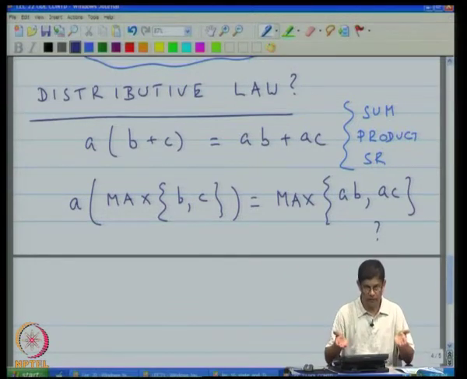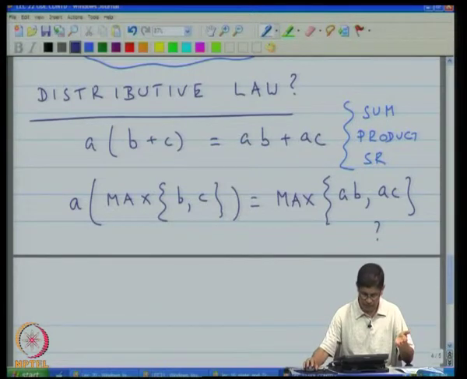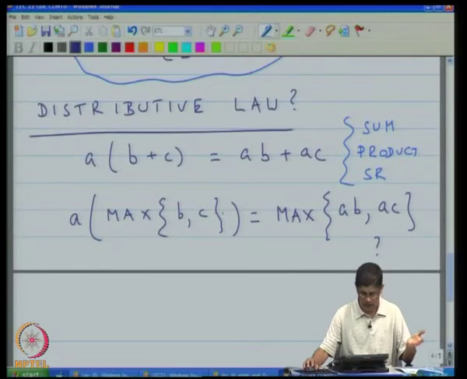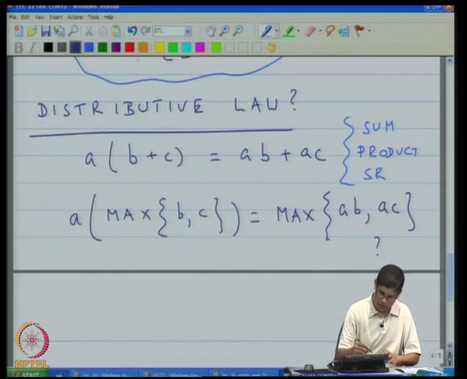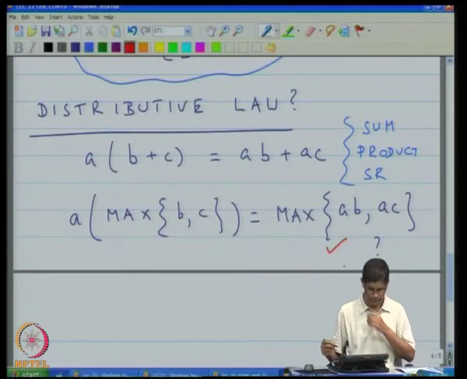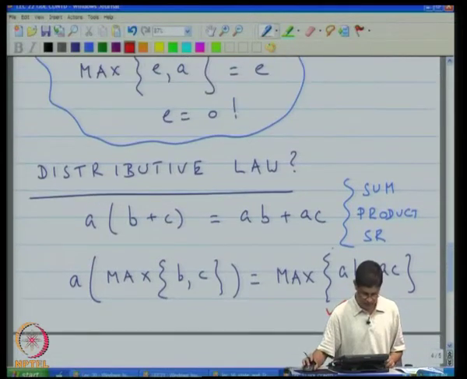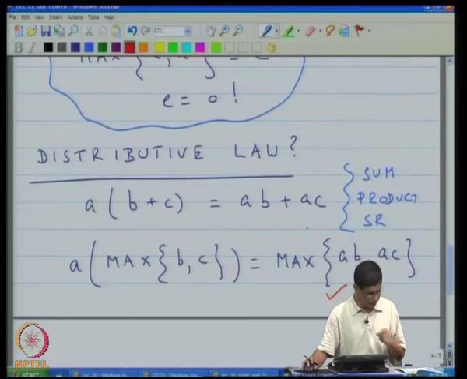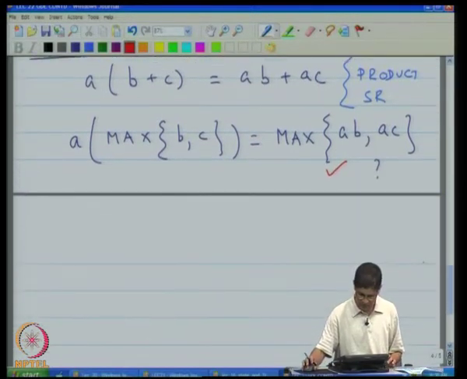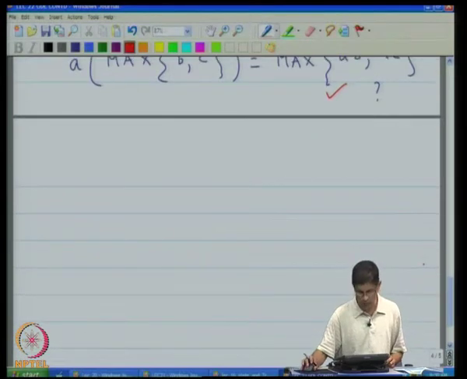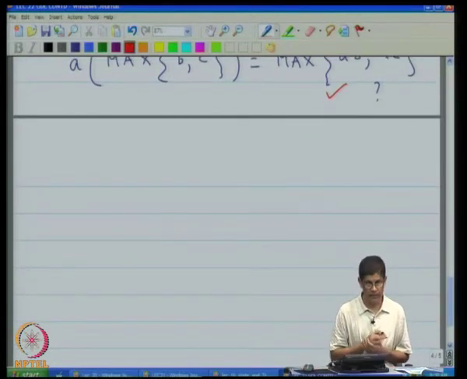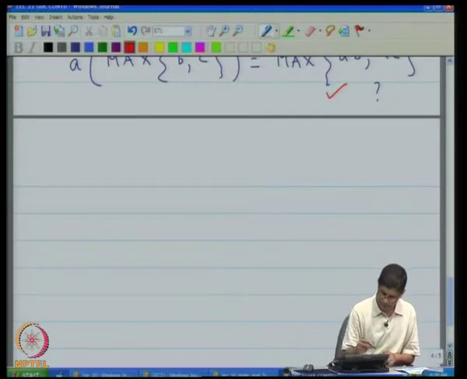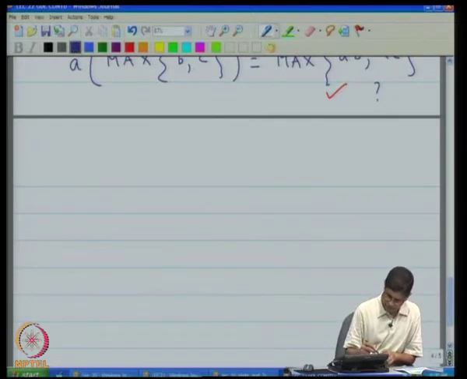Okay. And of course, that is true, because A, B, C are all non-negative real numbers, and if you take the max of B and C multiplied by A, then you will precisely get the max of AB and AC. So, this is also satisfied. Okay. So, this is an example of a semiring. Now, our last example, and later on I will give you a reference which has many other examples of semirings as well.